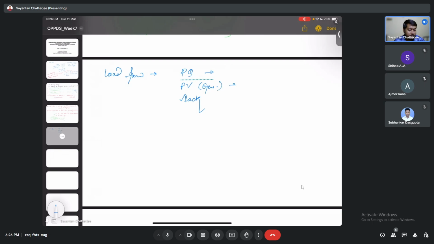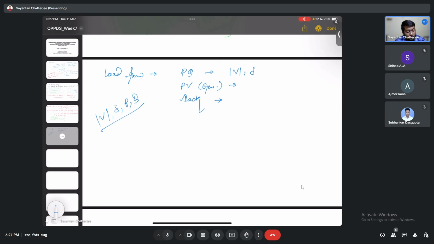A slack bus is there to cater the losses of the entire system and the required generation and load mismatch. In the PQ buses, we need to determine the other two quantities, because we have V, delta, P and Q. These are the four quantities, out of which in PQ buses P and Q are known. So V and delta need to be found.